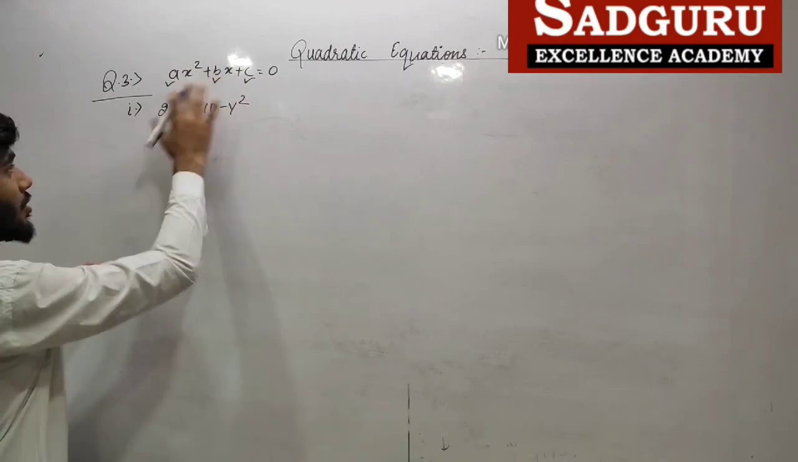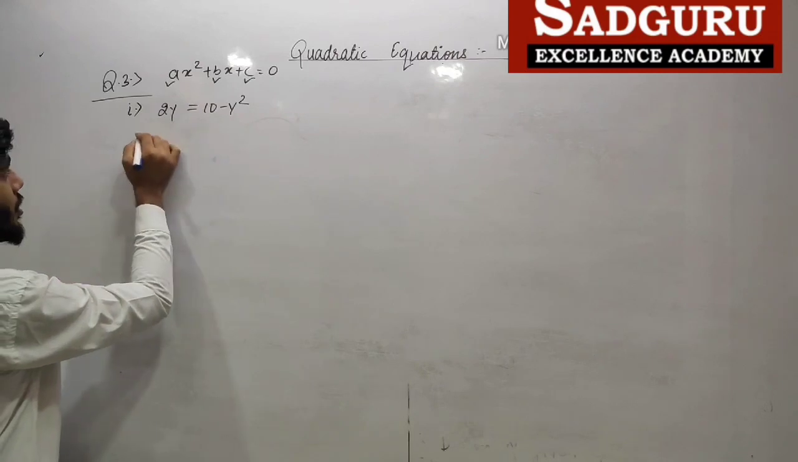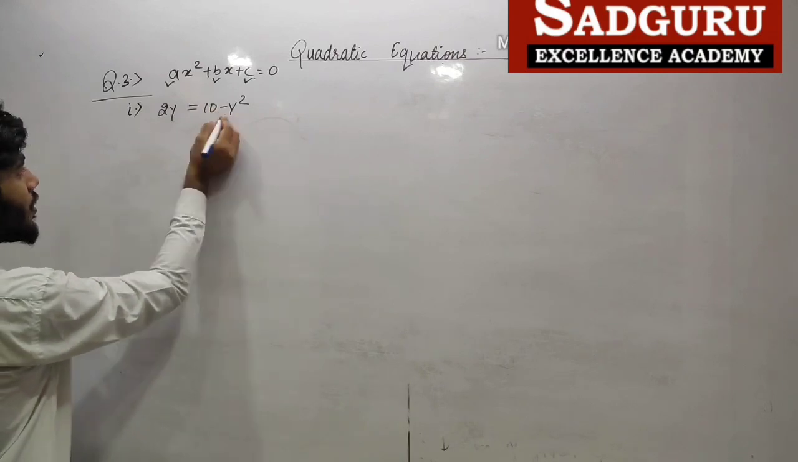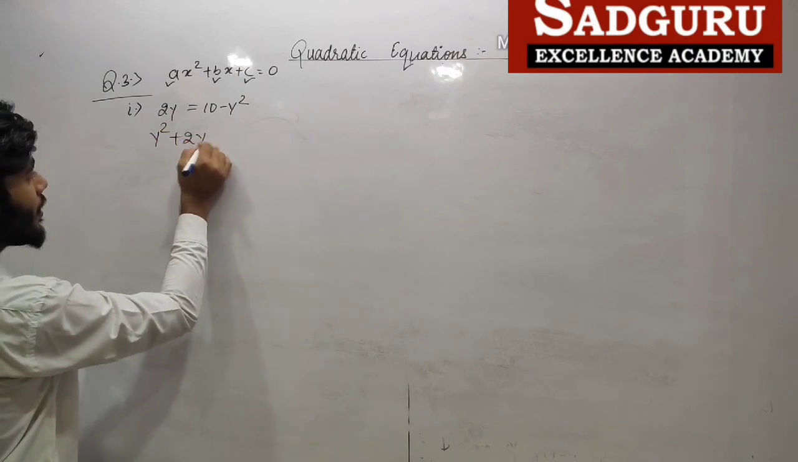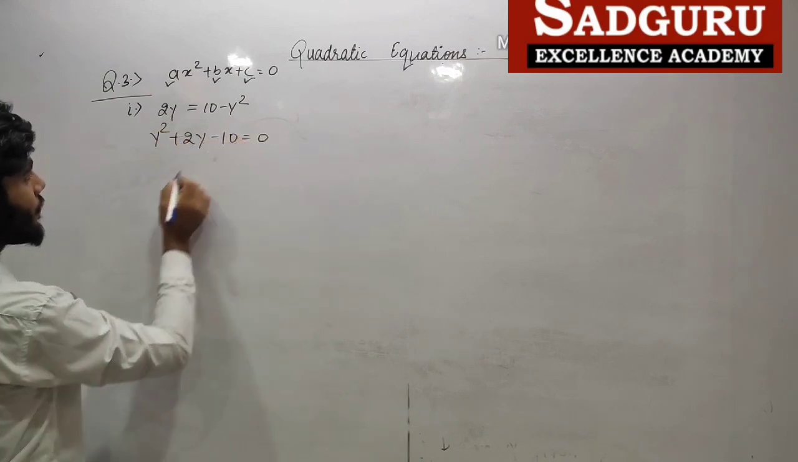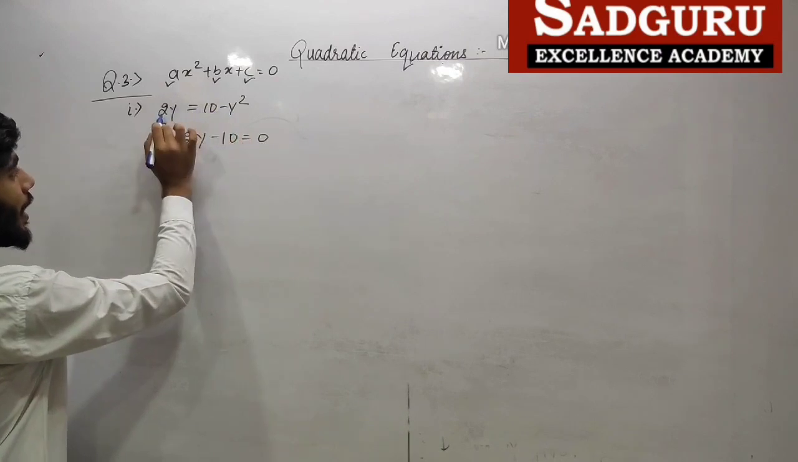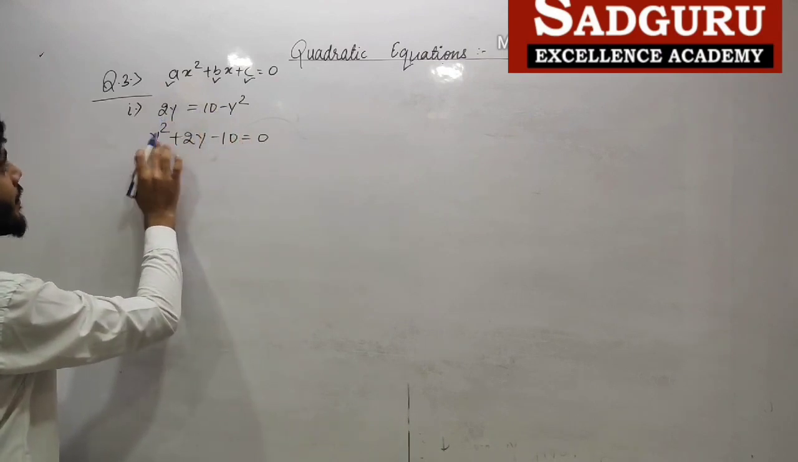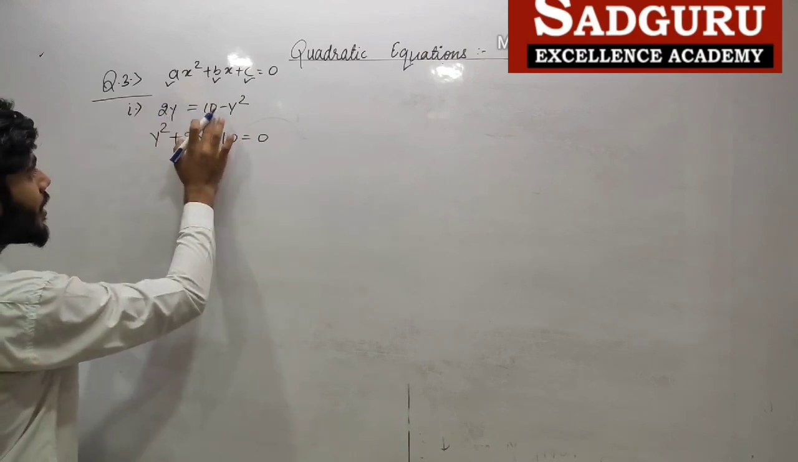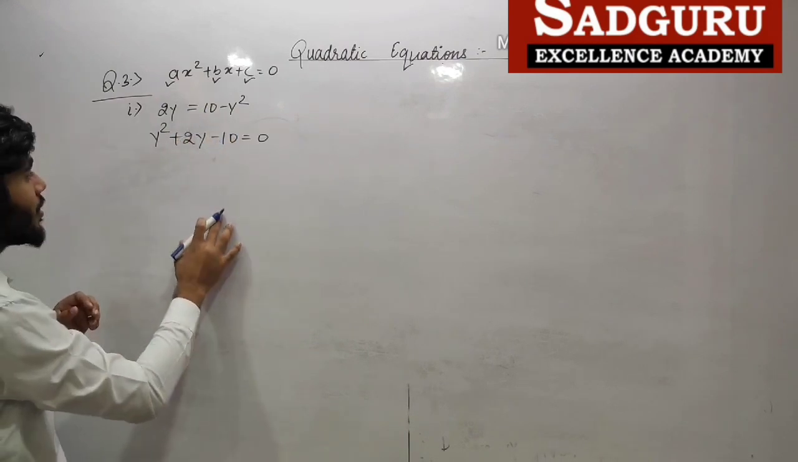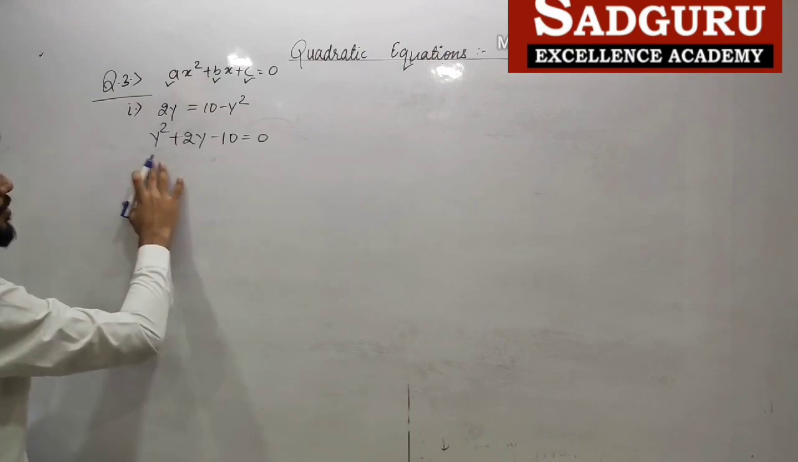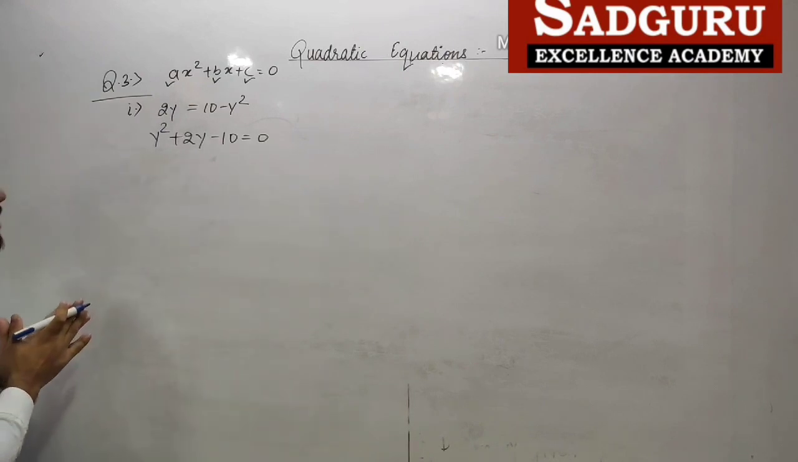So first write in the general form. The general form is, bring y here: y square plus 2y minus 10 equals 0. This minus y comes here and becomes plus y square, 2y stays as it is, and plus 10 comes here and becomes minus 10. Alright, so we have got the general form of the given equation.